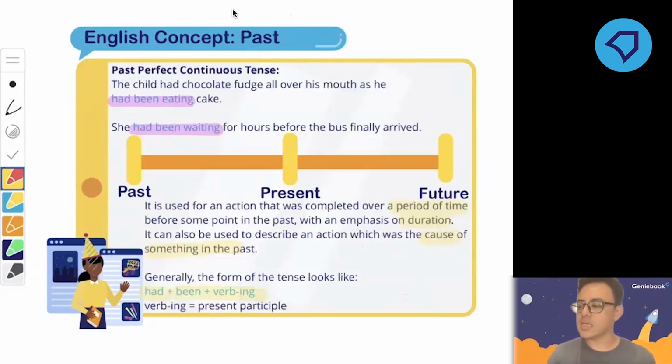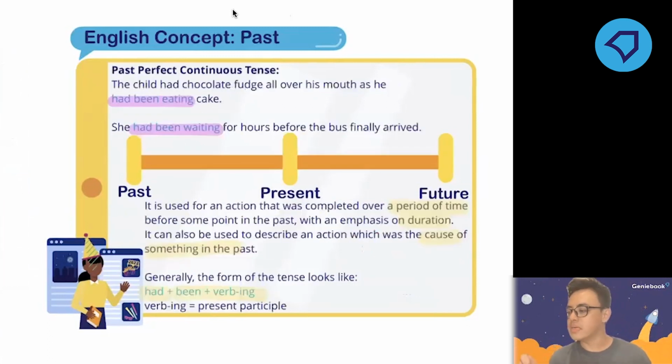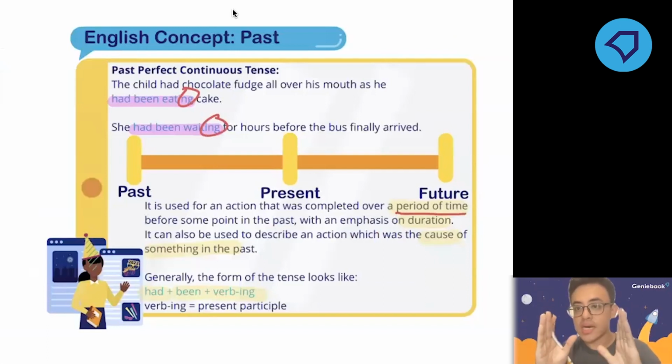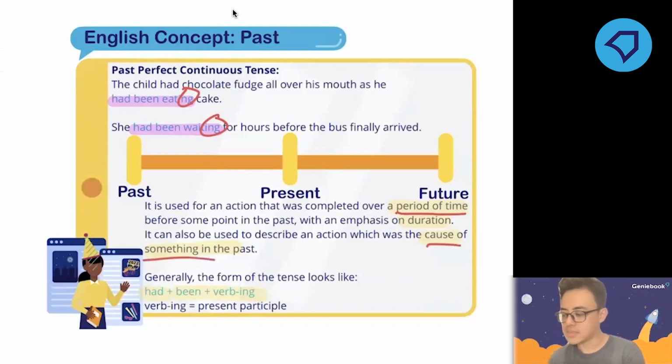All right, now the past tense here, had been eating. This is the past continuous tense, okay? Now, remember I mentioned earlier when there's an ing, it wants to emphasize something happening for a duration or a period of time. The past perfect tense, had been waiting, had been eating. This action occurred for quite a duration, and this was the cause of something that happened in the past.